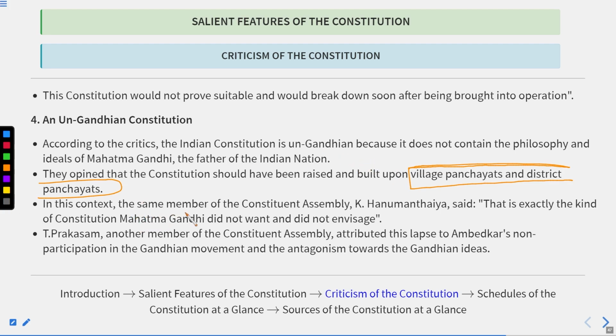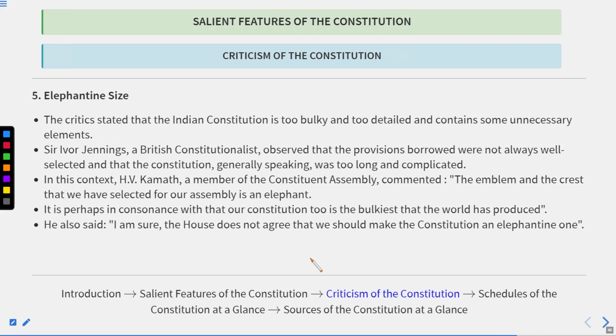In this context, the same member of the Constituent Assembly, K. Hanumanthia, said that this is exactly the kind of constitution the Mahatma Gandhi did not want and did not envisage. T. Prakasam, another member of the Constituent Assembly, attributed this lapse to Ambedkar's non-participation in the Gandhian movement and antagonism towards the Gandhian ideas. It means that kind of allegations.